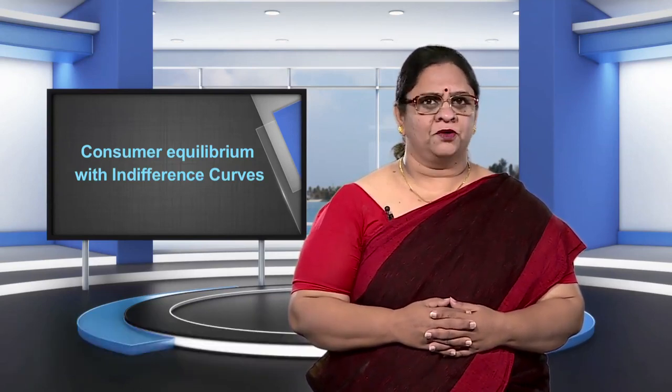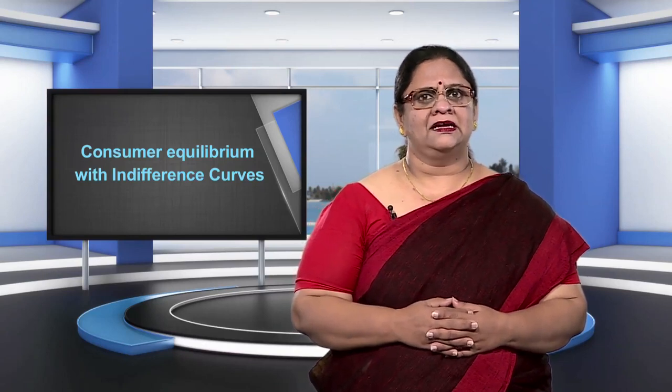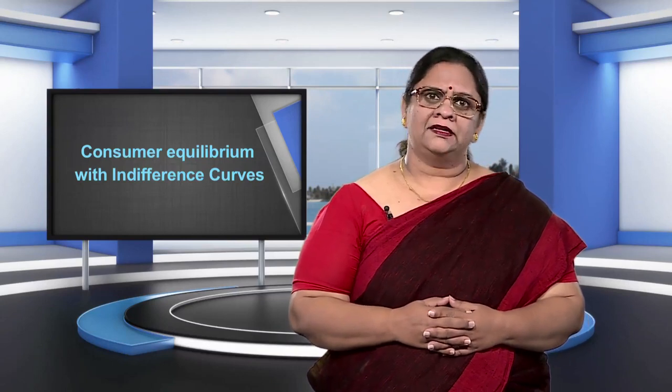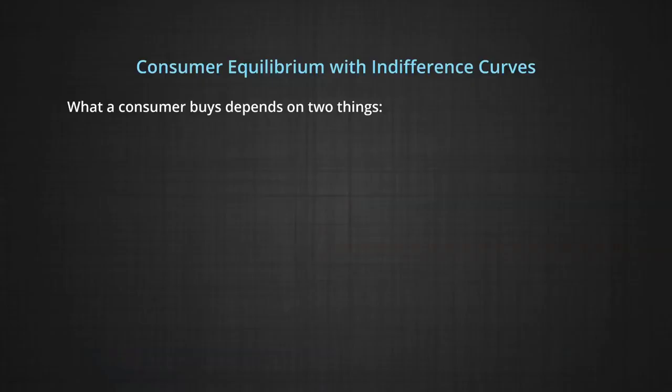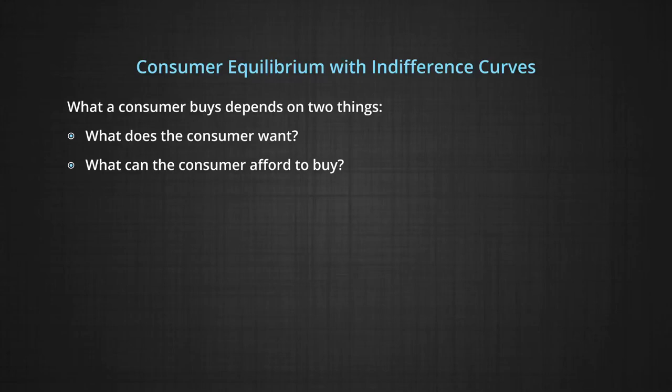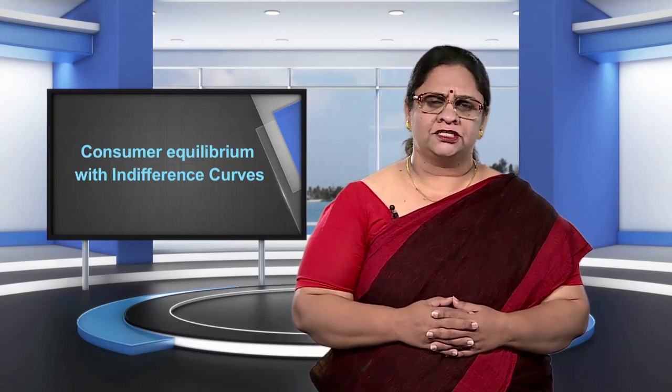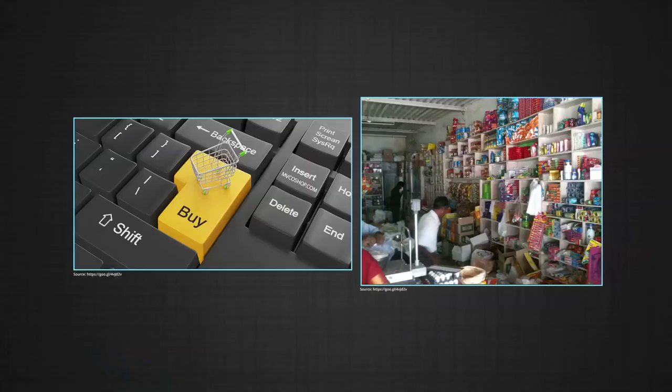In this module, I continue our discussion on consumer theory. As mentioned in the previous module, consumer theory analyzes decisions made by consumers regarding what goods to buy and in what quantities. What a consumer buys depends on two things. One, what does the consumer want? And two, what can the consumer afford to buy? In this module, we examine the first question. How does the consumer decide what to buy and in how much quantities?